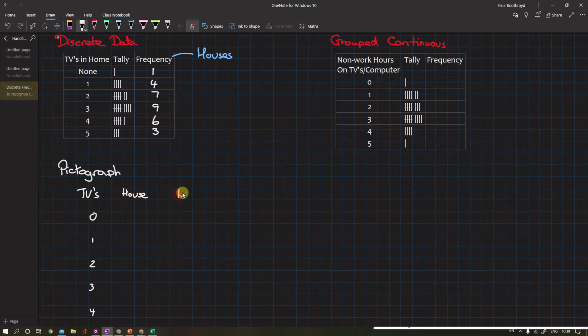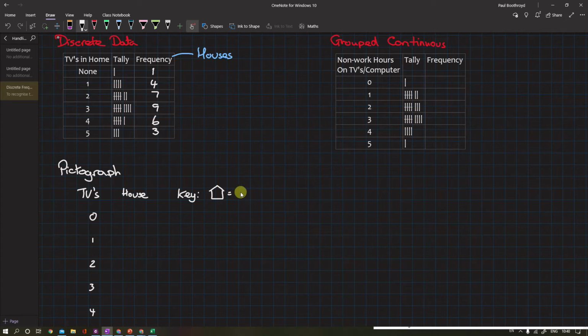We need to give a key. Now normally the keys are one house is normally something more than 1. If you say it's 1, then you may as well just show the table or the tallies. But if we're doing these, we show 1 house, could be 2, it could be 5, it could be 10. Depends on how big your numbers are. We could be talking thousands.